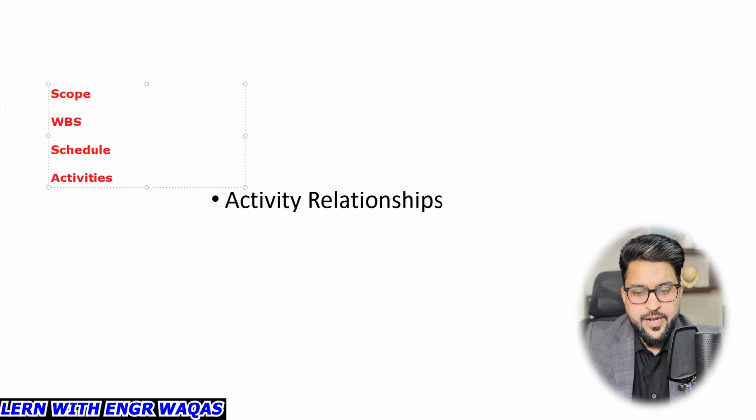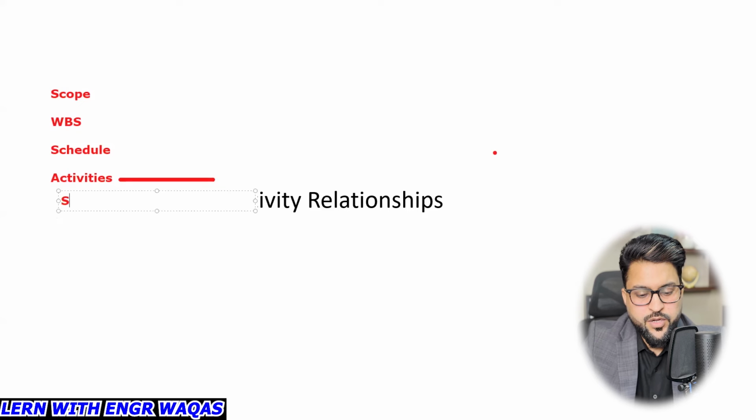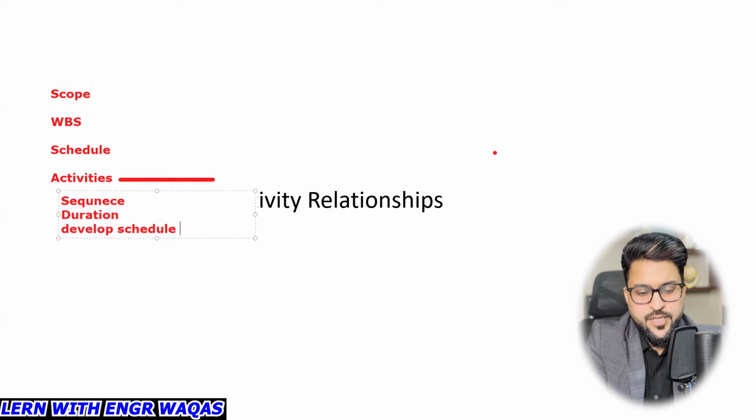Same under schedule management, after defining your activities, you will be defining their sequence, right? Sequence of activities, how they will be sequenced, the dependency model. Okay. Then after the sequencing, you are going to estimate their durations, and then you are supposed to create your develop schedule, like CPM, right?